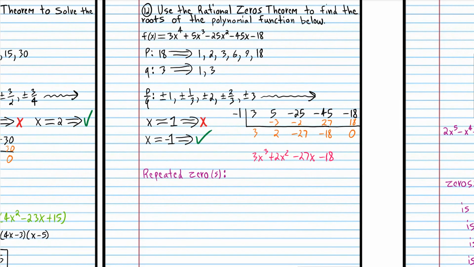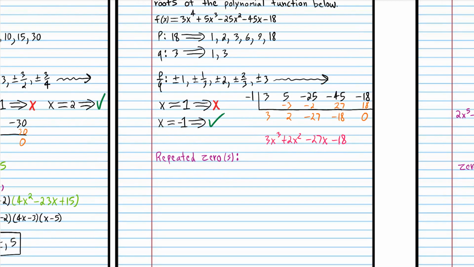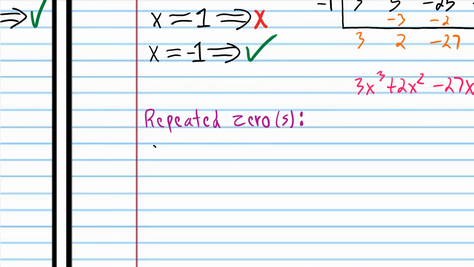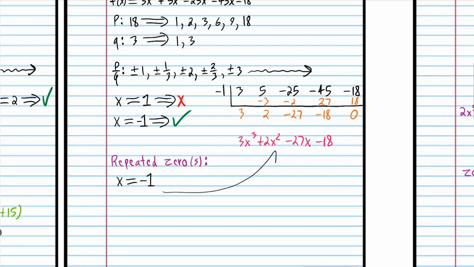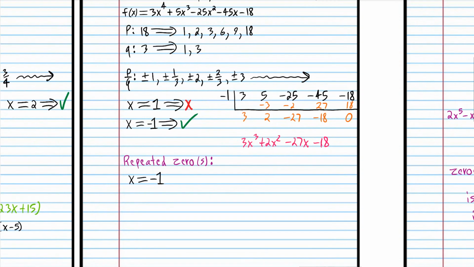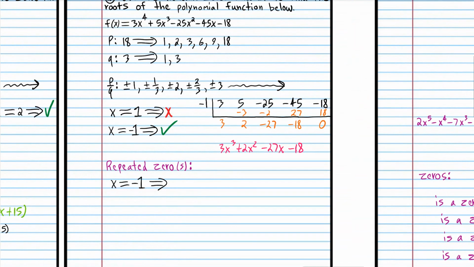Now we have to check for repeated roots. Negative 1 worked, so it might work again. So now you have to try to plug in negative 1, but you're not going to plug it into the original polynomial. You're going to plug it into the depressed form because that's going to be easier to work with. So go ahead and do that. And when you come back, we'll do it together.